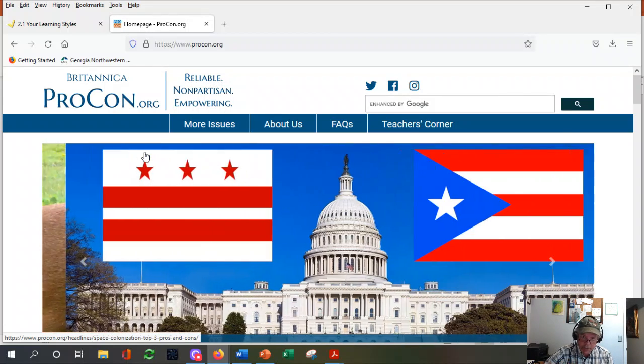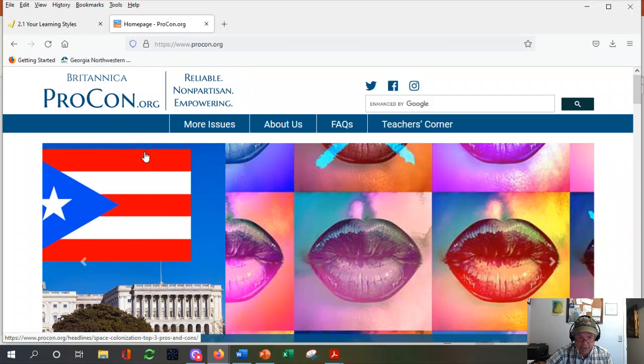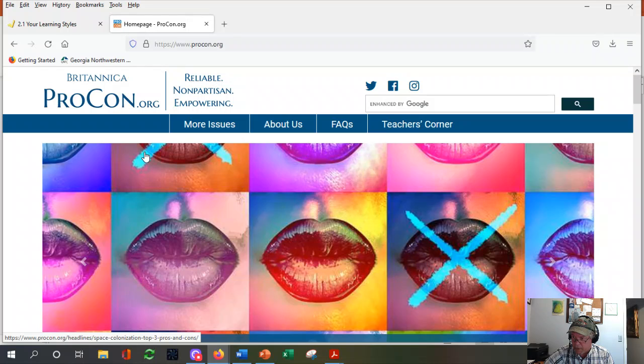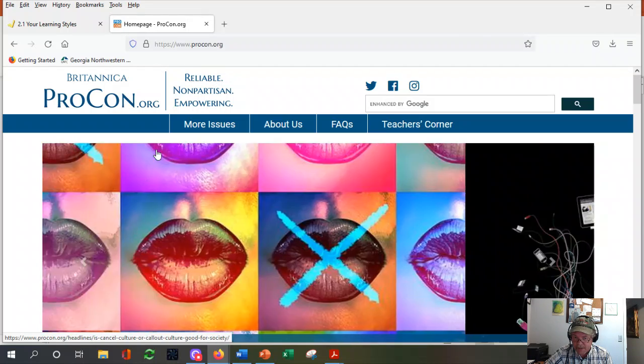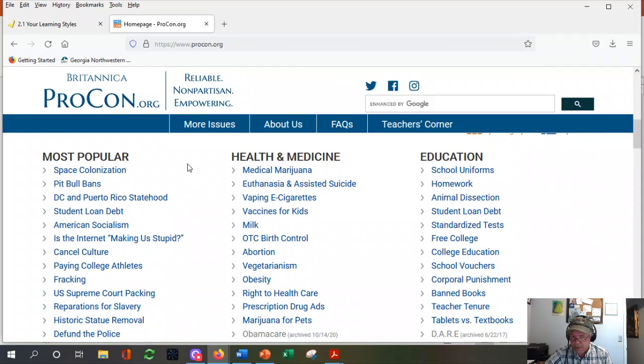And the pictures that are scrolling through are some of the most current pro-con. This one about statehood for Puerto Rico or Washington, D.C. But let's scroll down a little bit. And you can see the most popular: health and medicine, education. And look, we use this just as an example to kind of facilitate our search. But health and medicine, medical marijuana, top of the list. So let's just follow this for a couple clicks and see where it leads us so you can see a little bit more about the website.